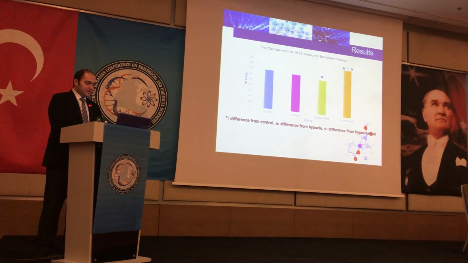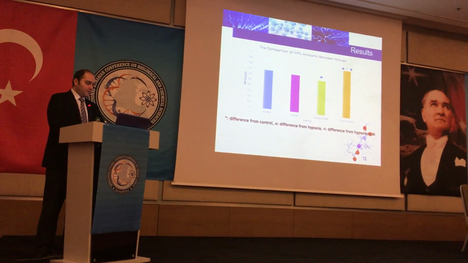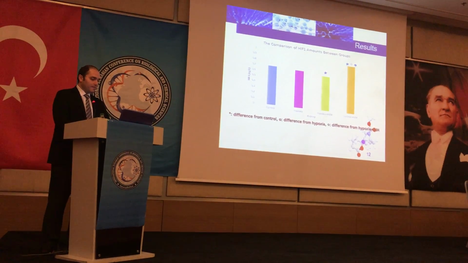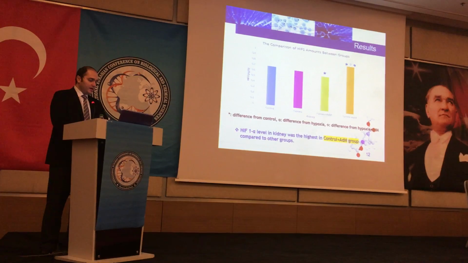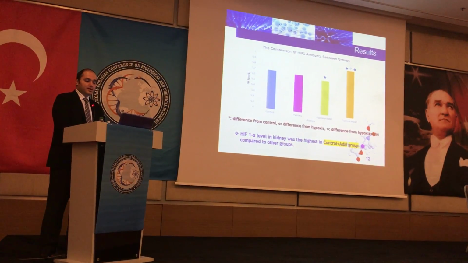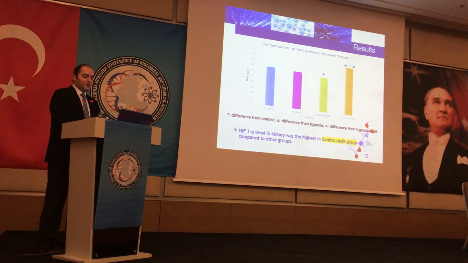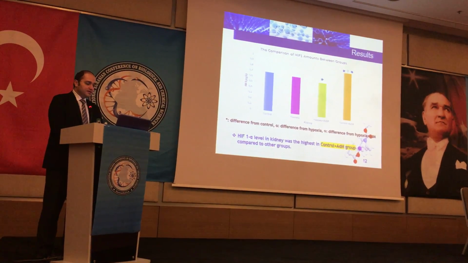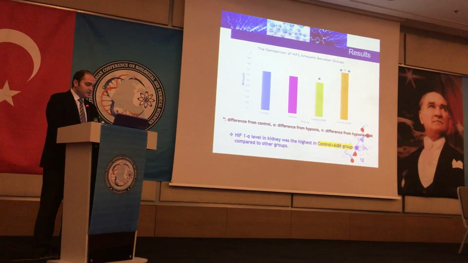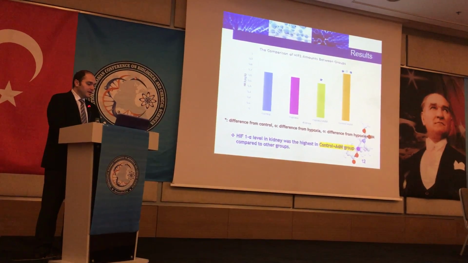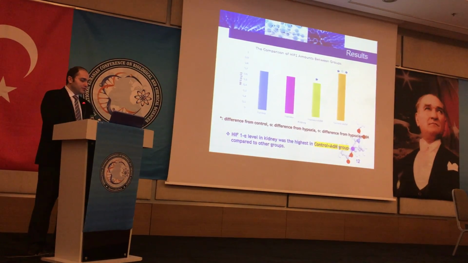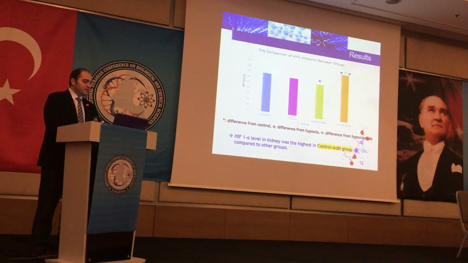The other tissue was kidney, in terms of looking at the levels of hypoxia inducible factor 1 alpha. The level in kidney was the highest in the control plus adrenomedullin group compared to the other groups. And as you can see, with the star above the green bar, there is also a difference between the hypoxia plus adrenomedullin group and the control group.